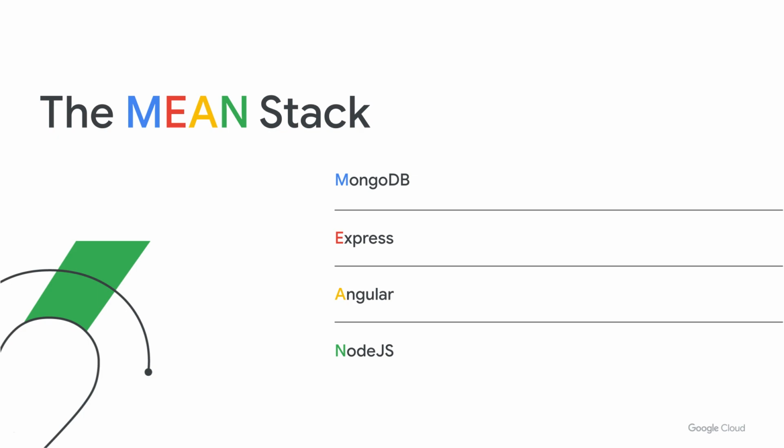MEAN is an acronym of a few web technologies, which include MongoDB, a popular document database system, Express, a framework for implementing a JavaScript web server, Angular, a front-end framework for building rich and engaging web applications, and Node.js, a runtime for executing JavaScript outside the browser. With the MEAN stack, we have everything we need to build a compelling web experience.